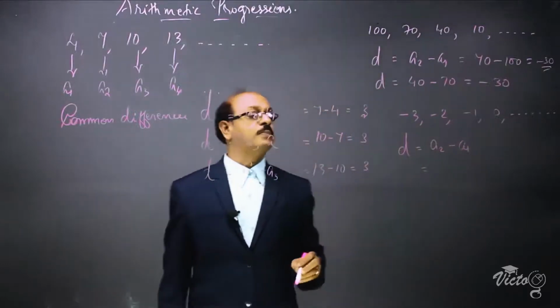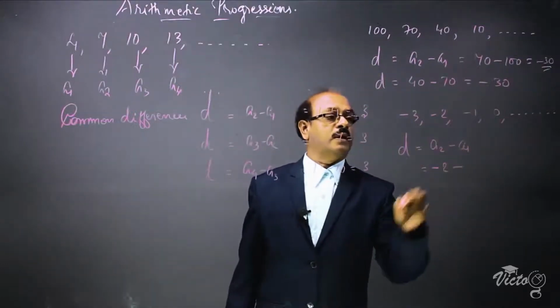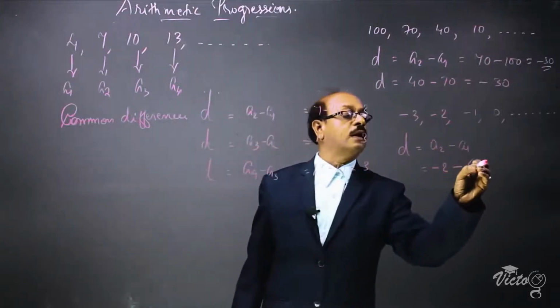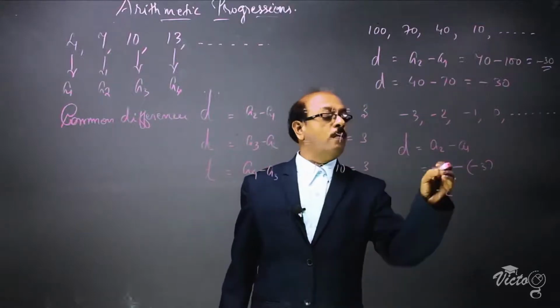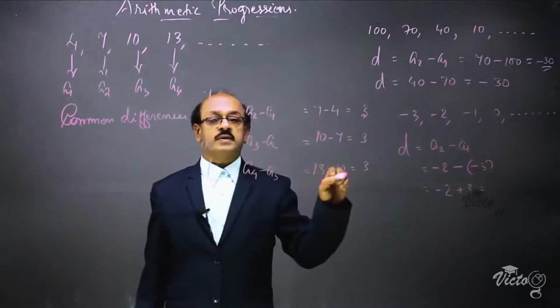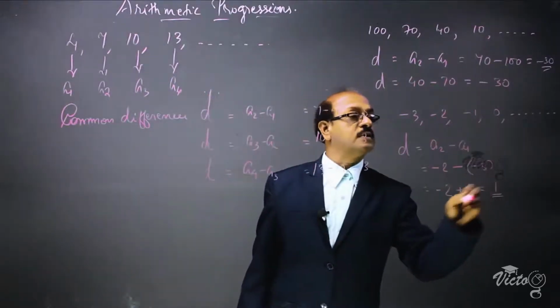A2 here is minus 2, then minus the first term. First term A1 here is minus 3. Minus 2, minus of minus 3 is equal to plus 3, and minus 2 plus 3 is equal to plus 1. 1 is the common difference.